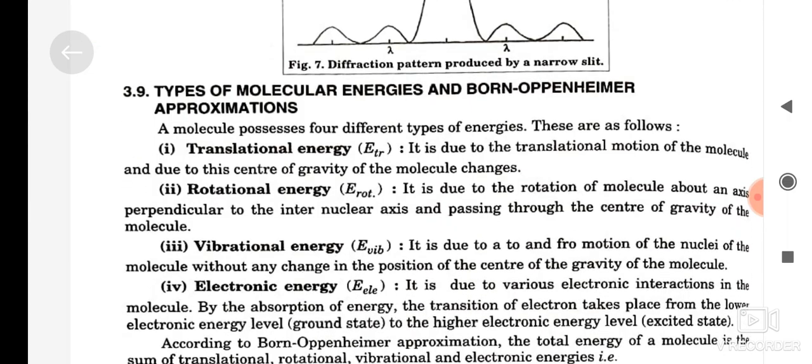Types of molecular energies and the Born-Oppenheimer approximation. A molecule possesses four different types of energies. These are as follows. First, translational energy. It is due to the translational motion of the molecule and is due to the change in the center of gravity of the molecule. Second, rotational energy. It is due to the rotation of the molecule about an axis perpendicular to the internuclear axis and passing through the center of gravity of the molecule.